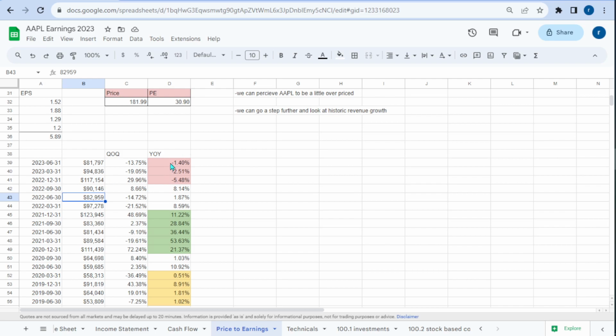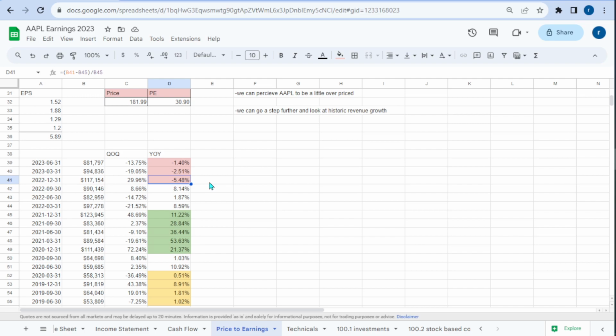So when I do that calculation right here, we're down 1.4% year over year for this most recent quarter. Now, the prior quarter, we're down negative 2.51%. And then the quarter before that, we're down 5.48%. So, obviously, the trend data is not looking too great.